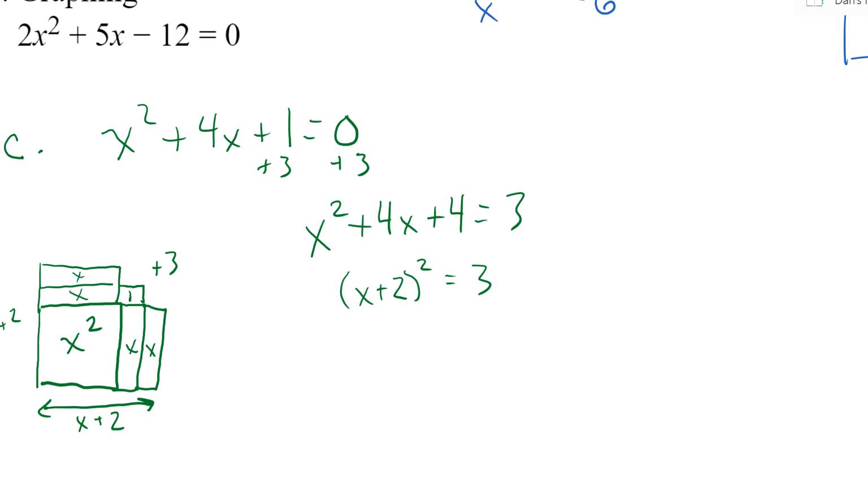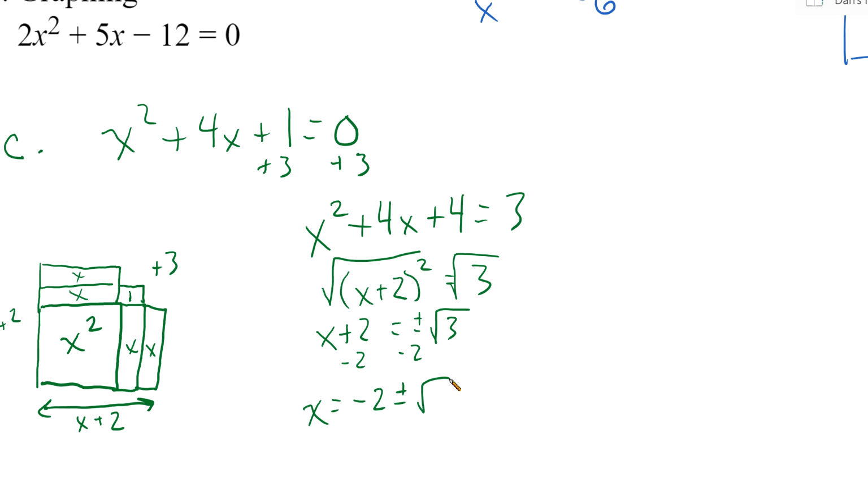Okay, now how do we finish solving that for x? I got an x plus 2 squared. What do I want to get rid of here? The squared, so what do I do? Square root both sides. So I got x plus 2 equals root 3. That's going to be plus or minus root 3. Subtract 2 from both sides. X equals negative 2 plus or minus root 3. And you can leave it just like that.